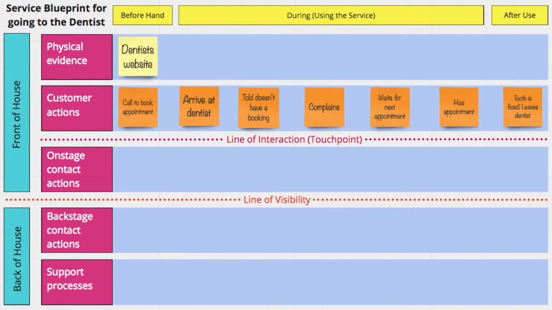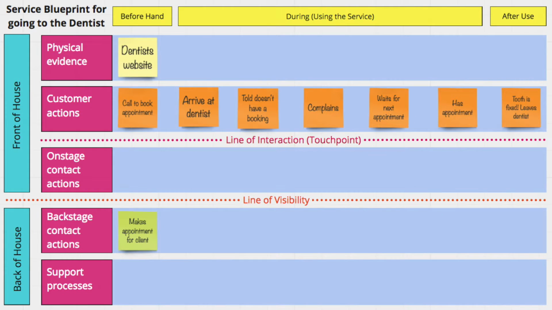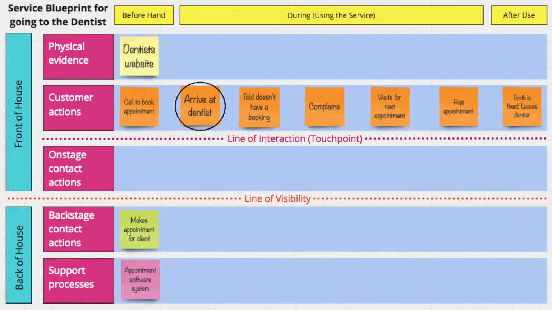There is no onstage contact in this first action because the customer does not speak to anyone in person as they call to book an appointment over the phone. Finally, there is a support process because the appointment is saved through a software program. So now we've completed the blueprint for the first customer action, so let's move on to the next step, which is arriving at the dentist.